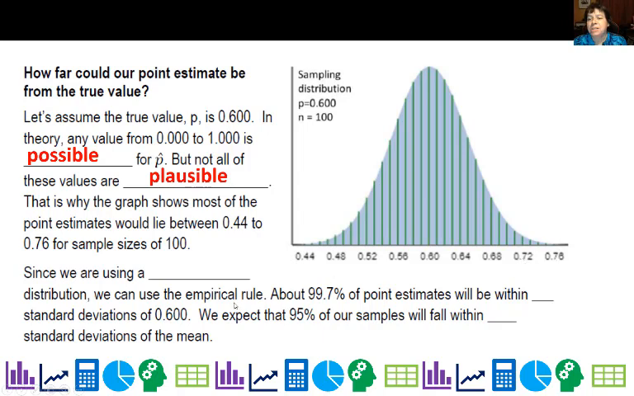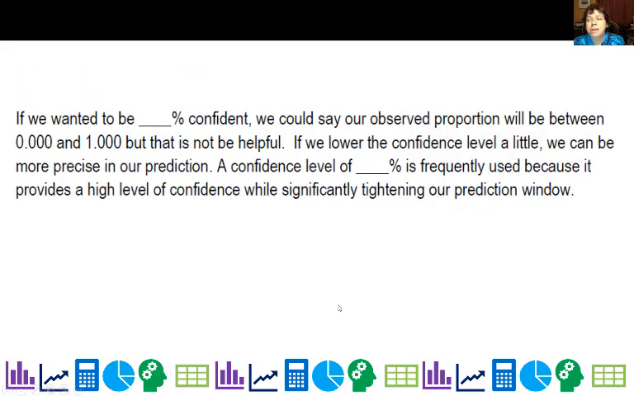All right. Since we are using a normal distribution, we can use the empirical rule. About 99.7% of point estimates will be within 3 standard deviations, and 95% of samples will fall within 2 standard deviations of the mean. If we want to be 100% confident, we could just say our observed proportion will be anywhere from 0 to 1. There you go. But that's not helpful.